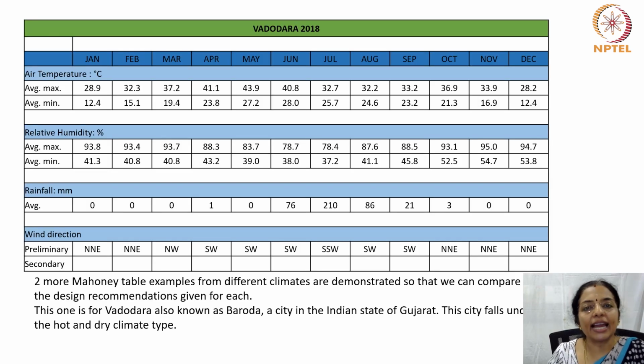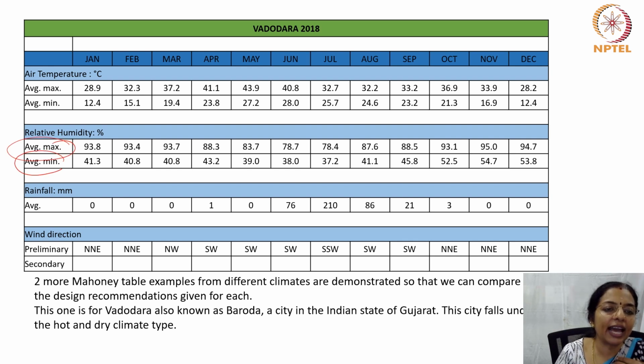Like this, we have now seen Chennai. I will demonstrate this similar thing, but not so much in detail, for Vadodara, which we consider as a hot, dry climate. And I will also look at another cold climate and we will see what the outcome is. For Vadodara, I have already filled the average maximum air temperature, average minimum air temperature, the average maximum relative humidity, average minimum relative humidity, average rainfall and the wind directions.